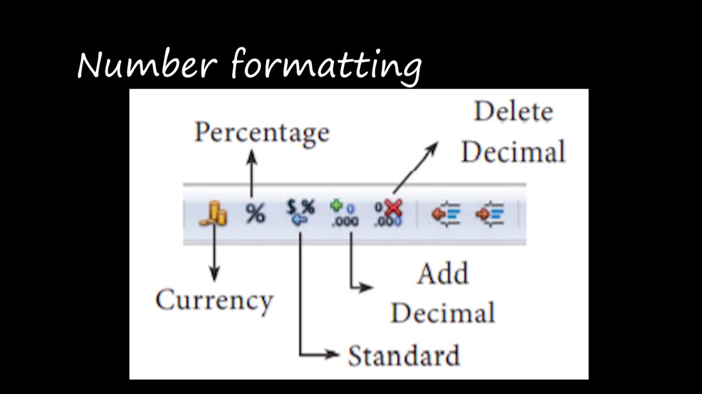Okay, this currency will be used like this. Here, if you see this diagram, in this formatting toolbar, the first one is currency, and the next one is percentage, and the next one is standard, and the next ones are add decimal and delete decimal, right? For number format, for currency, the keyboard shortcut is Control Shift 4. You have to press Control Shift 4 at the same time. For percentage, press Control Shift 5. Okay. For standard, press Control Shift 6. Okay. Are you clear about the keyboard shortcuts for number format?